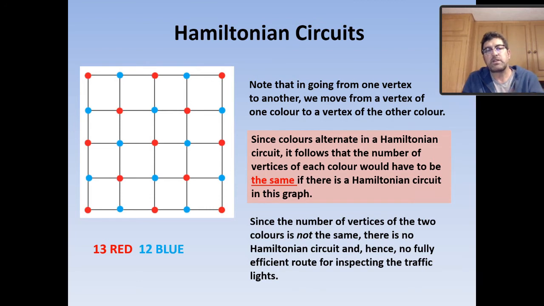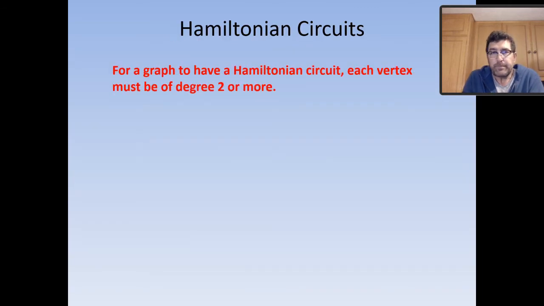And if this was a graph that inspected traffic lights, there is no most economic path that we can plot out. In other words, we cannot form a Hamiltonian circuit that would represent what's happening. Okay, so for a graph to have a Hamiltonian circuit, each vertex must be at least of degree 2 or more.